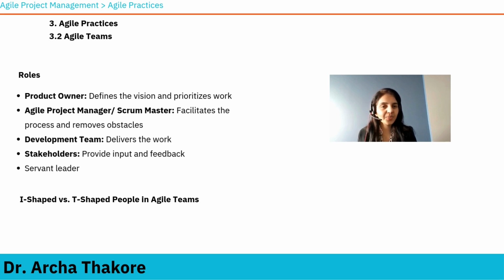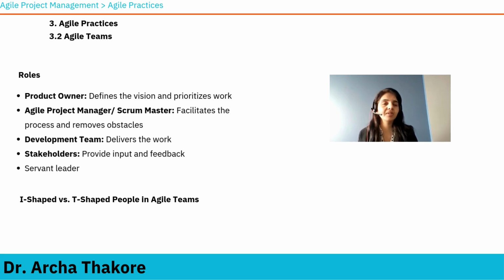People are the most important part of project management. Okay, so let's talk about the people involved in an agile project. What are the roles? So first of all, you have product owner, which, like in traditional project management, you have sponsor. Same way, you have product owner who defines the vision and prioritizes work. It is very important.